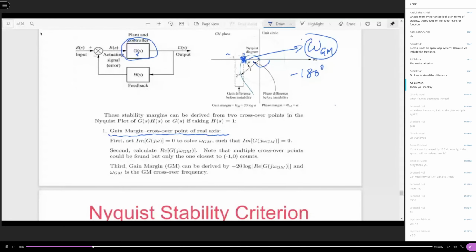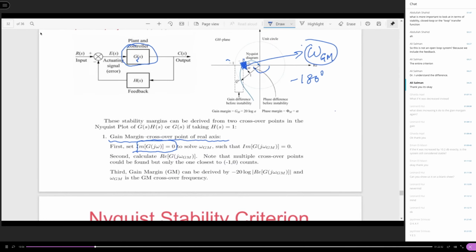Now, once we identify this point, we need to do the calculation. So how am I going to calculate this crossing point? We can set the imaginary part of G(j omega) equal to 0. Why? Because this is on the horizontal real axis, so the imaginary part of G(j omega) at this point must be equal to 0.